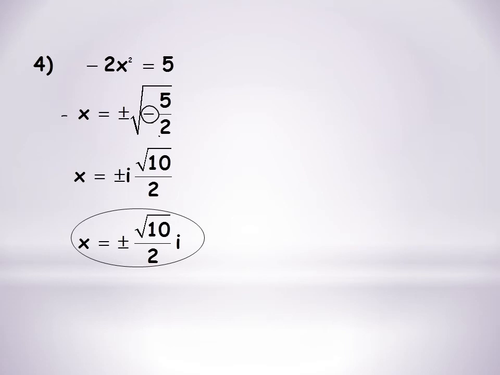Here you could actually have your answer in either case in this one, but because you have a fraction, it's a little easier to see that the i is not actually underneath the radical.